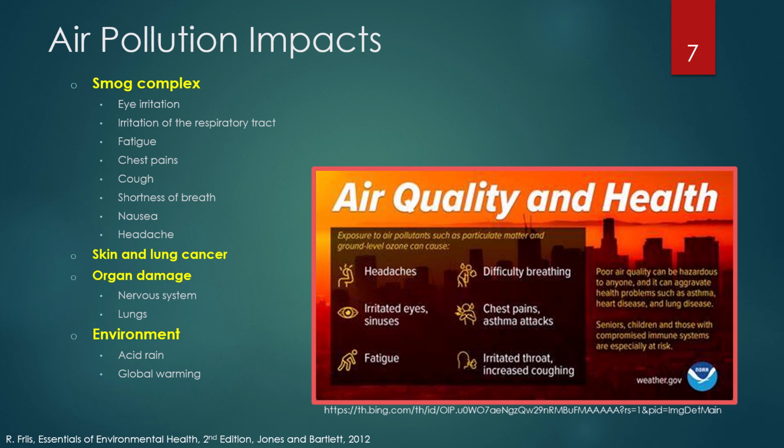Acute health impacts of smog are described as the smog complex and include eye irritation, irritation of the respiratory tract, fatigue, chest pains, cough, shortness of breath, nausea, and headache. Other health impacts include lung and skin cancer and damage to various organs, including the nervous system and lung. Air pollution also impacts the environment through the effects of acid rain and global warming.